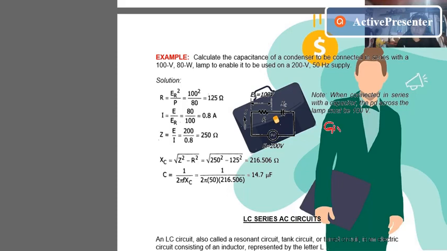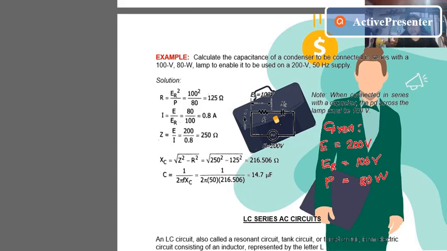First we need to write our given. We have E total, which is 200 volts. Our ER for the lamp is 100 volts and our power is 80 watts.